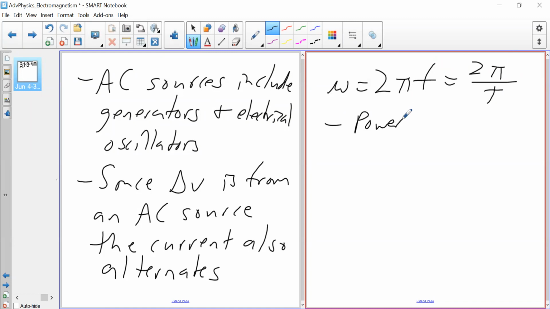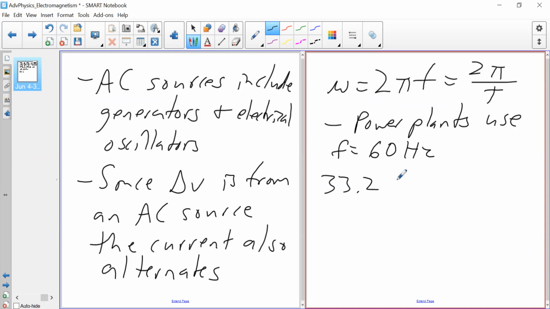Power plants design their devices to run at a frequency of 60 hertz. That's basically the standard cycles per second of frequency of AC power sources. So let's look at how a resistor functions in an AC circuit.